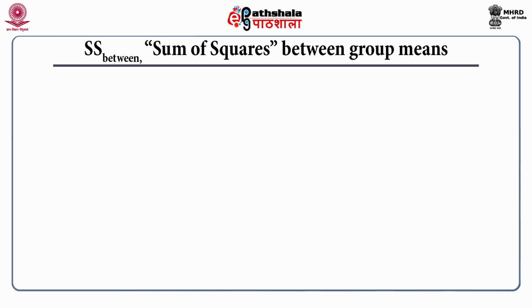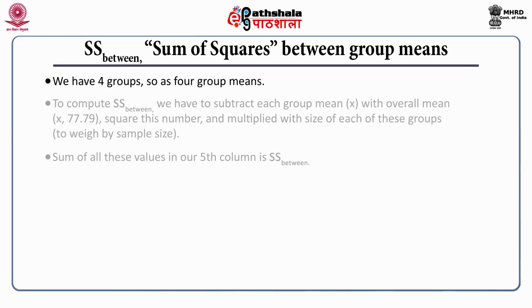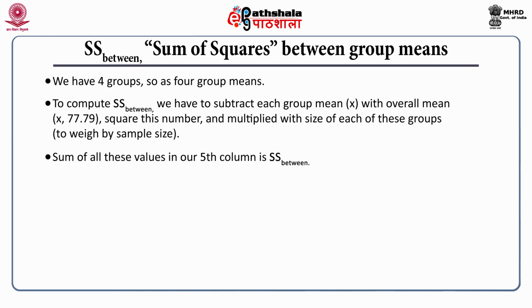Next is SS between, the sum of squares between group means. We have 4 groups, so we have 4 group means. To compute SS between, we subtract the overall mean from each group mean. The overall mean is used both for SS total as well as for SS between. Then we square this number, and finally we multiply by the size of each group. This is to normalize it: to weight by the sample size, we multiply by the sample size.